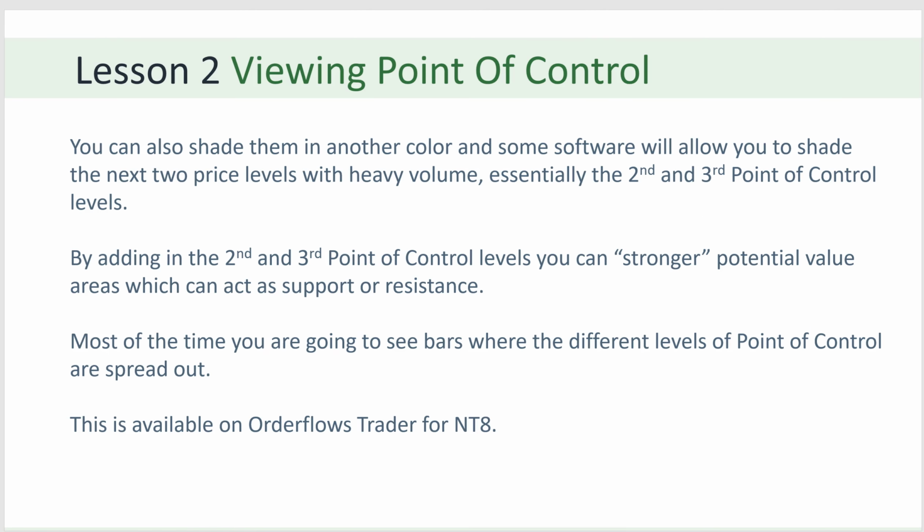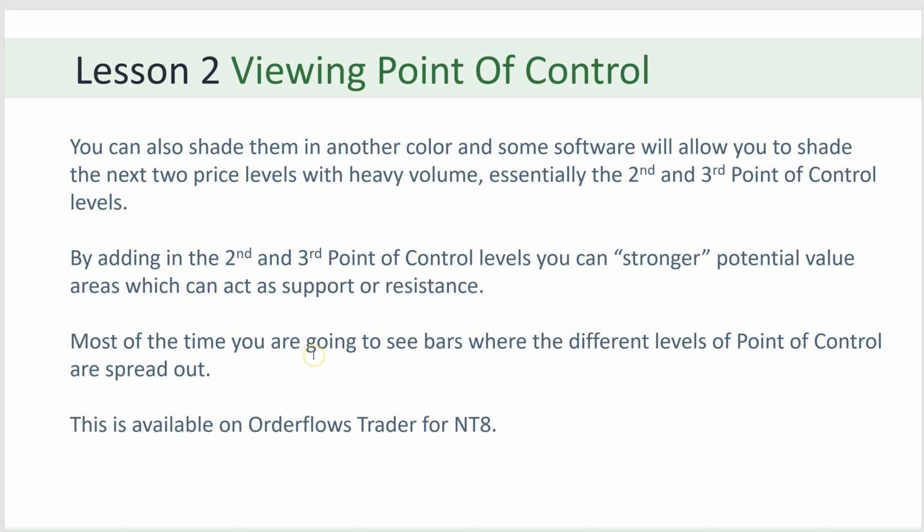Now, another thing that you can do, some software will allow you to do it, some won't, is to shade another color for the second and third point of controls in the bar. So you have the point of control, which is the most volume in the bar. Then obviously you're going to have other levels: a second level and a third level, the second most volume in the bar and the third most volume in the bar. By adding the second and third point of control levels, you can have stronger potential value areas, which can act as support or resistance.